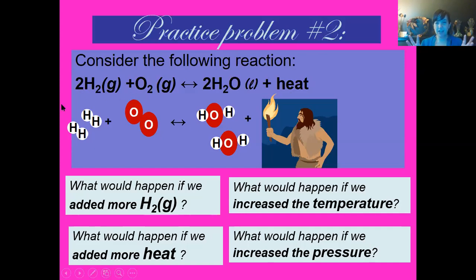So let's picture kinetic molecular theory again, particles bouncing around. If you increase the pressure on the hydrogen and the oxygen molecules, now they're going to be more likely to run into each other and have an effective collision. So that will speed up the forward reaction, or in other words, increasing the pressure would shift this reaction to the right.